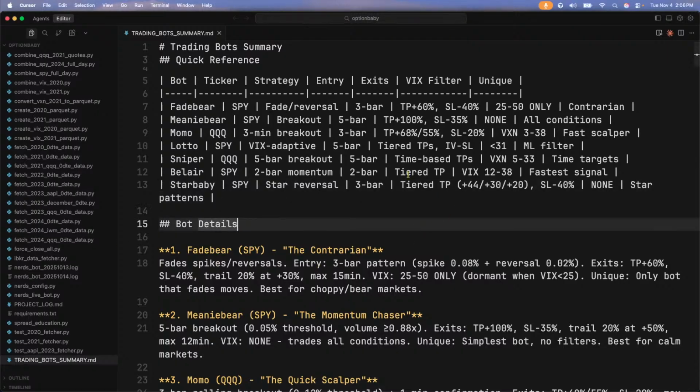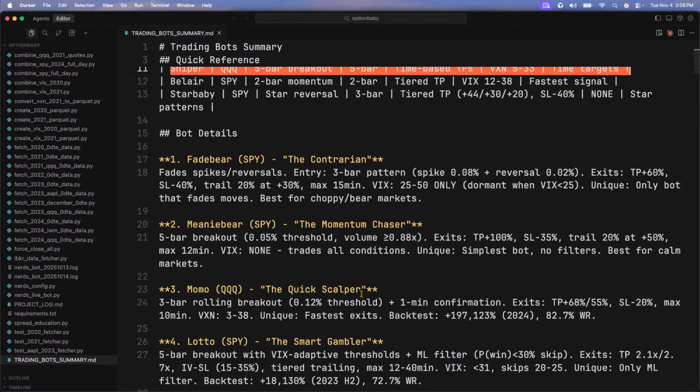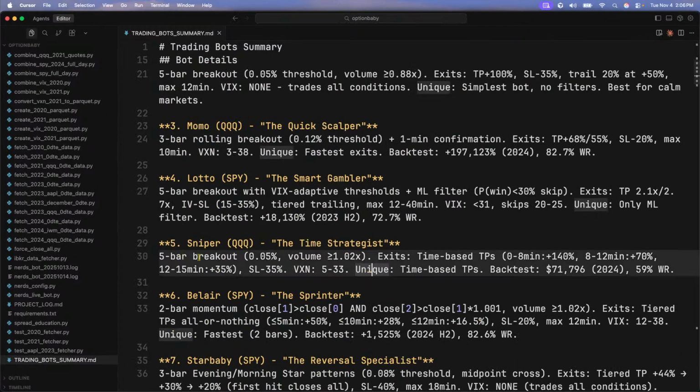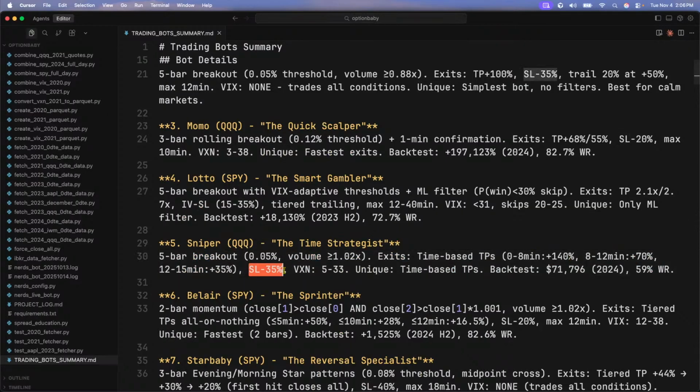What we're going to be doing today is starting with our sniper bot. This is a QQQ 5-bar breakout bot. It looks at the past 5 minutes and notices a breakout. If there is a breakout, this bot trades. The volume has to be above 102%. It exits at different take profit levels, has a stop loss of 35%, and uses VXN, our volatility index, which tells us how scared or volatile the market is. We exit via a time-based take profit.